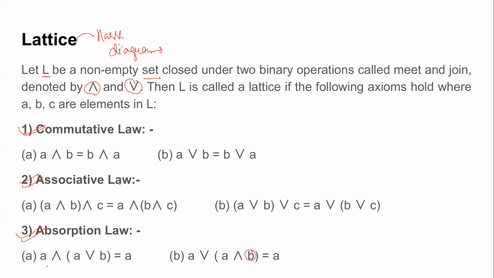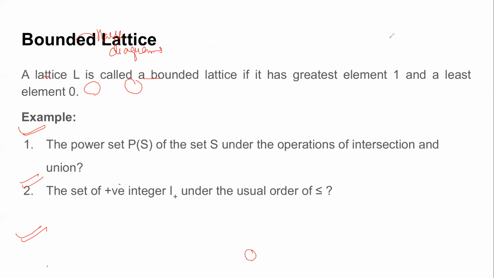Okay, so any non-empty set with these two operations, if it satisfies these three properties, is known as a lattice. Now any lattice which has a greatest element and a least element is known as a bounded lattice. So a lattice is any non-empty set with two operations of union and intersection satisfying the three properties of commutative, associative, and absorption. Now if this lattice has a greatest element and a least element, it is known as a bounded lattice.